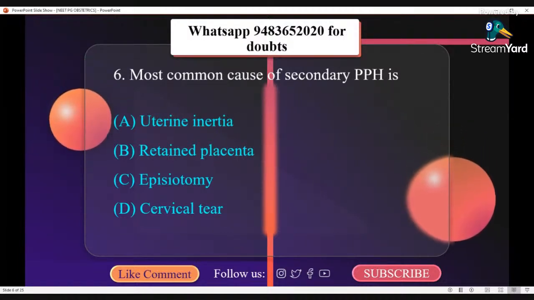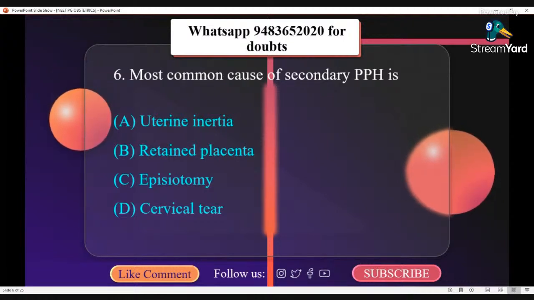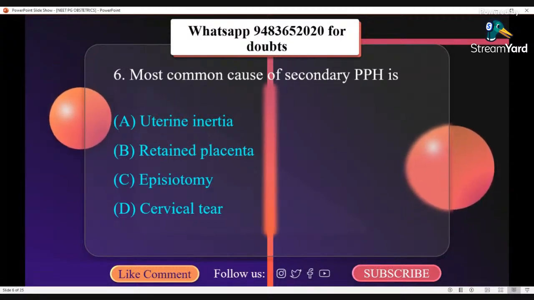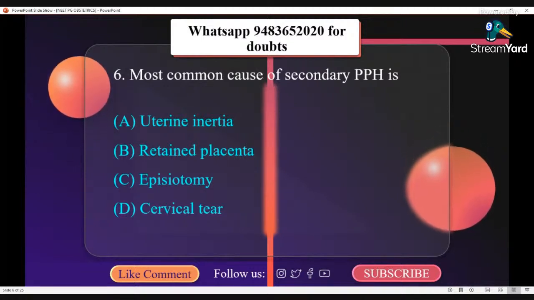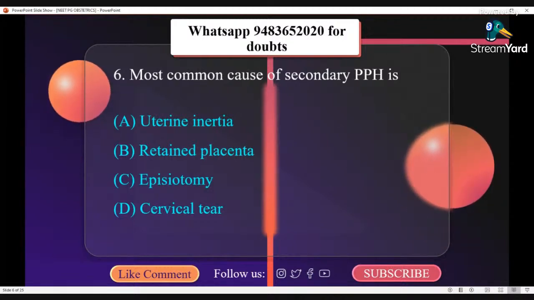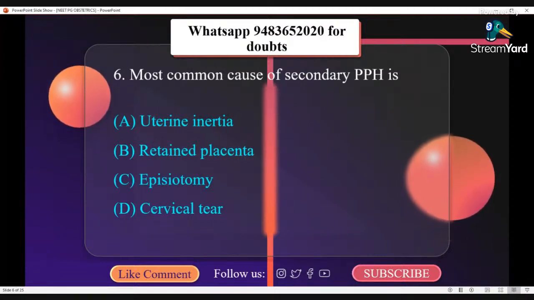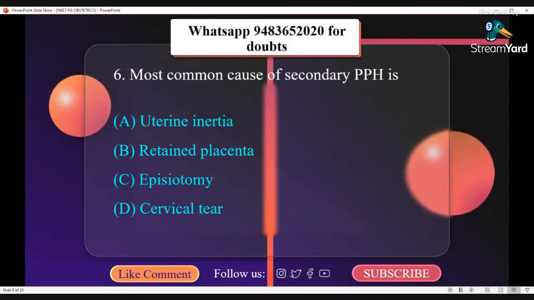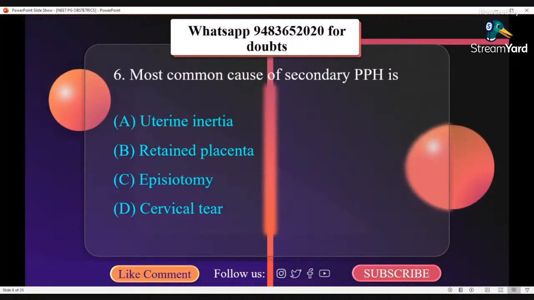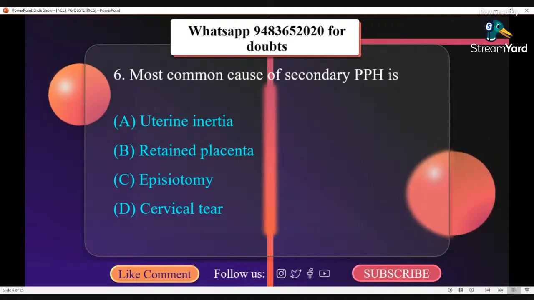Most common cause of secondary PPH. PPH means postpartum hemorrhage. A, uterine inertia, B, retained placenta, C, episiotomy, D, cervical tear. Now, this late PPH, postpartum hemorrhage, occurs after the 8th to 14th day of delivery. So it occurs on day 8 to 14 postpartum, that is after delivery.